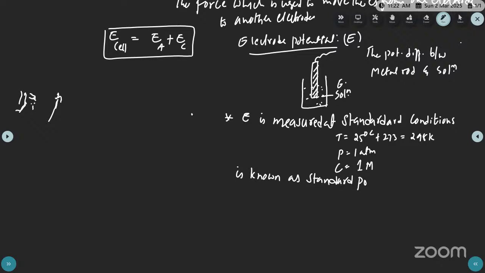Okay, here the standard potential can be denoted by E naught. E naught means standard potential. That potential is measured at standard conditions like temperature 298 Kelvin, pressure 1 atmosphere, and concentration 1 molar. Okay, is it clear?